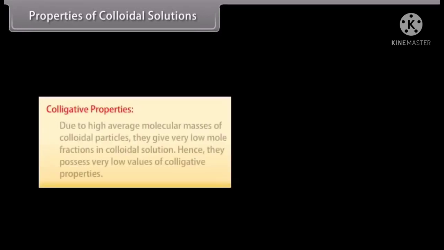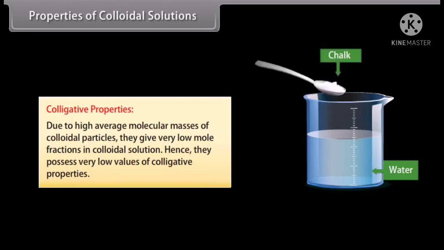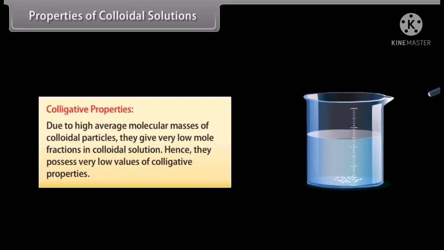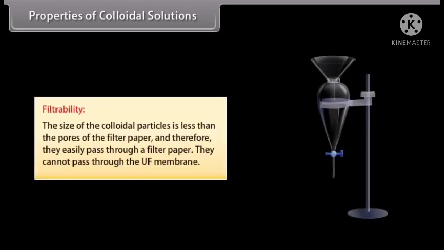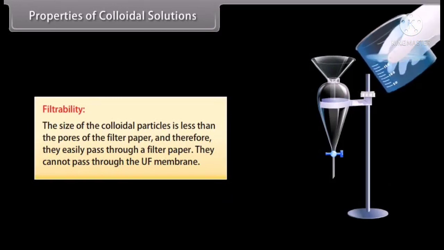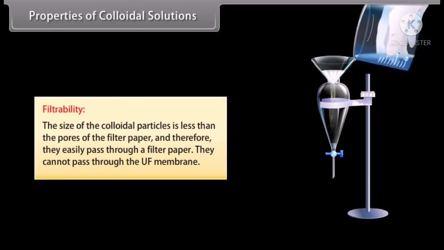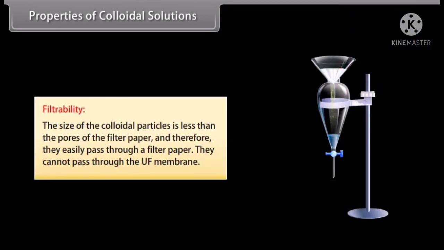Properties of colloidal solutions. Colligative properties. Due to high average molecular masses of colloidal particles, they give very low mole fractions in colloidal solutions. Hence, they possess very low values of colligative properties. Filtrability. The size of the colloidal particles is less than the pores of the filter paper, and therefore, they easily pass through a filter paper. They cannot pass through the ultrafiltration membrane.